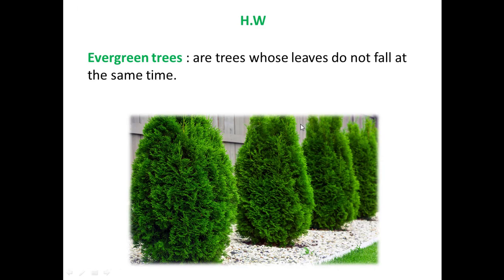Another type of tree is evergreen trees. Evergreen trees are trees whose leaves do not fall at the same time. It means in every season, from spring, summer, fall, winter, the leaves are green, okay?